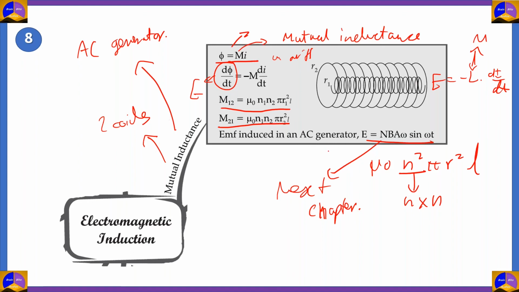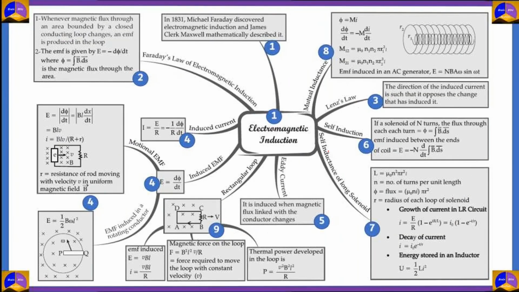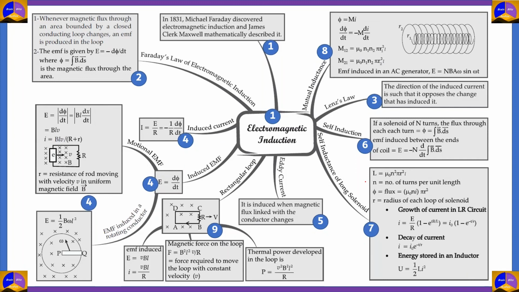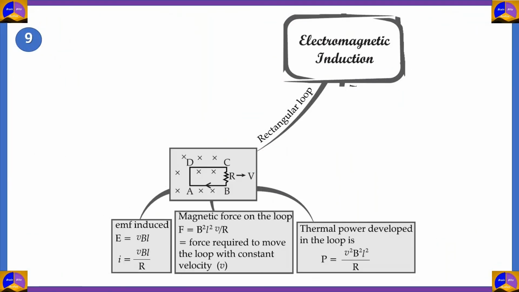So that concludes mutual inductance. So we looked at self-induction, self-inductance, and mutual inductance. So these are the various ways in which current and EMF is induced in a current-carrying solenoid or coil. Now, finally, we reach rectangular loop. So rectangular loop is one of the most important cases in electromagnetic induction.